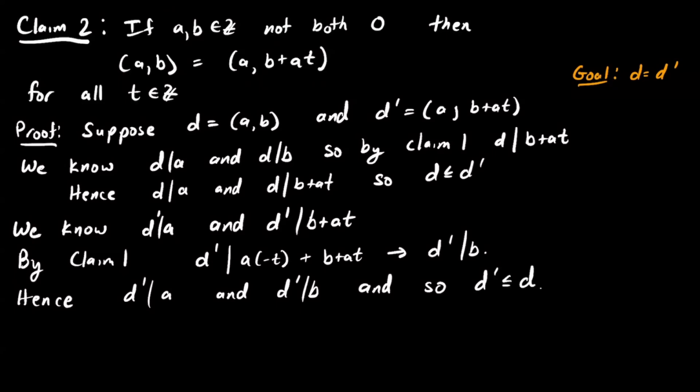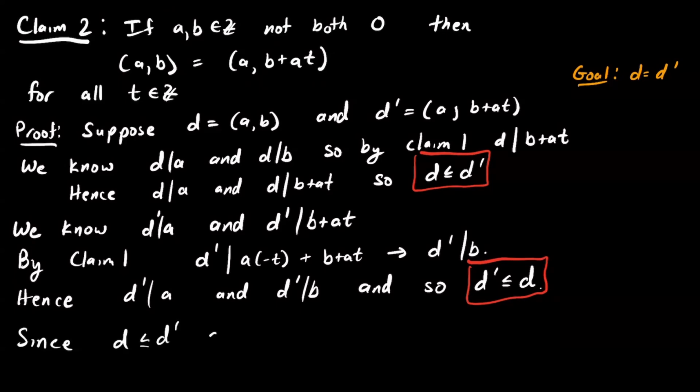Okay, now we can put our pieces together, right? We have that d is less than or equal to d prime is less than or equal to d, so let's put these two together. We'll say since d is less than or equal to d prime, and d prime is less than or equal to d, we have that d is equal to d prime. And that finishes our proof. And this is going to be really important in proving that our algorithm actually works.